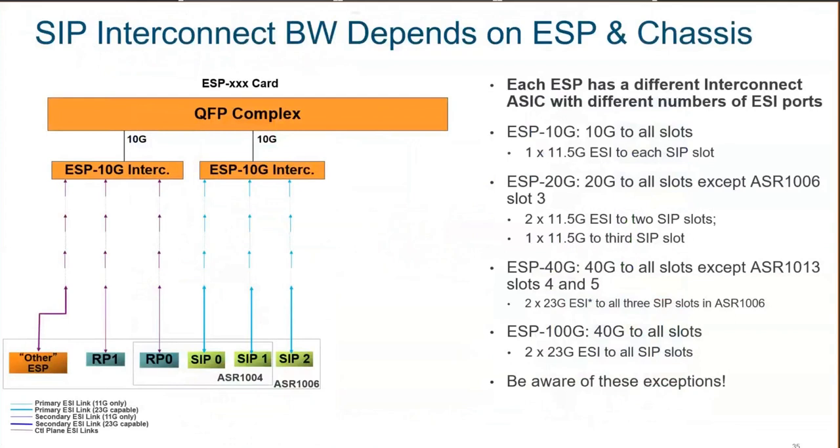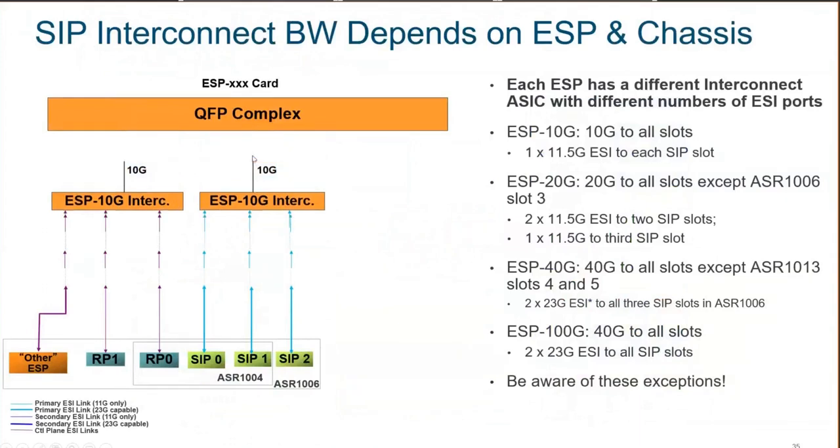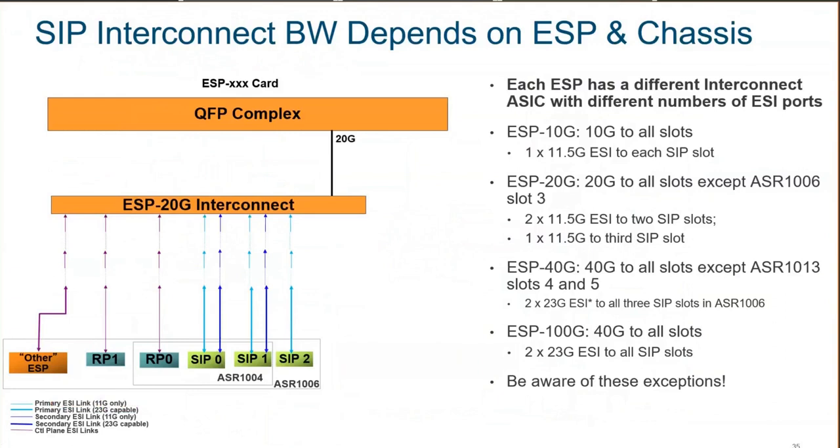The next few slides will show how the SIP interconnect happens between the ESP and the QFP complexes. Here in this case we have a 10G interconnect with a 10G ESI link. If you see a 20 gig interconnect, you'll have 20 gig.